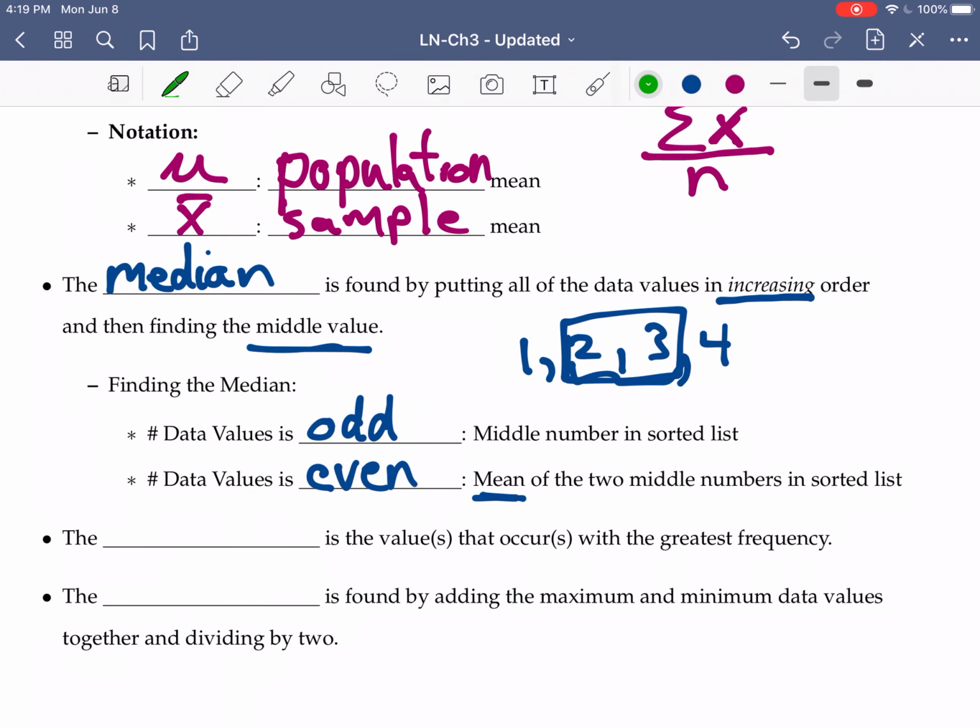So we have the mean, we have the median, and the mode. The mode is the value or values that occur with the greatest frequency. So if you have 2 different values that occur the most, and so maybe they occur 27 times, both of those would be considered modes. If all of the data values in your data set occur the same number of times, then we would say that there is no mode. We wouldn't say the entire data set is a mode. There's no values occurring more frequently than other values.